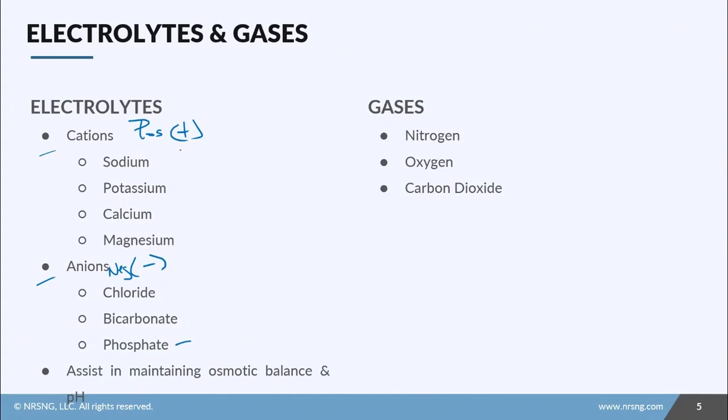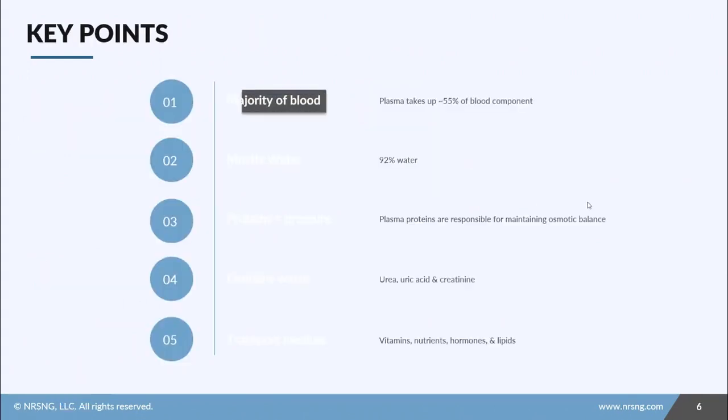The other thing, and the reason that these are important, is that they're going to assist in maintaining that osmotic balance and pH. The other thing that is really important about plasma is the transport of gases. Nitrogen, oxygen, and carbon dioxide are all transported in plasma. But the difference here is that nitrogen is going to be your most abundant, and it takes up the majority of it. This is followed by oxygen and then carbon dioxide.